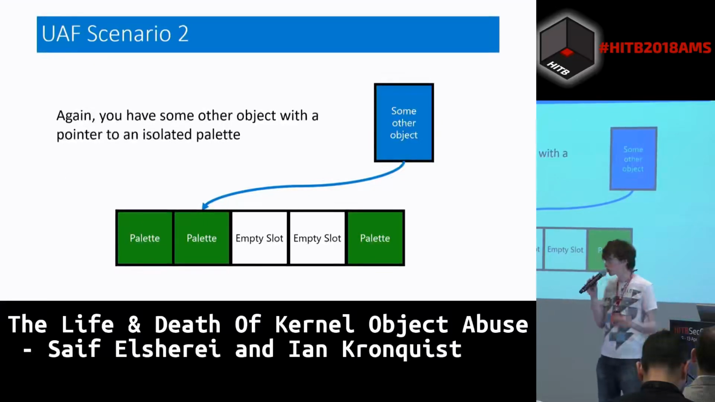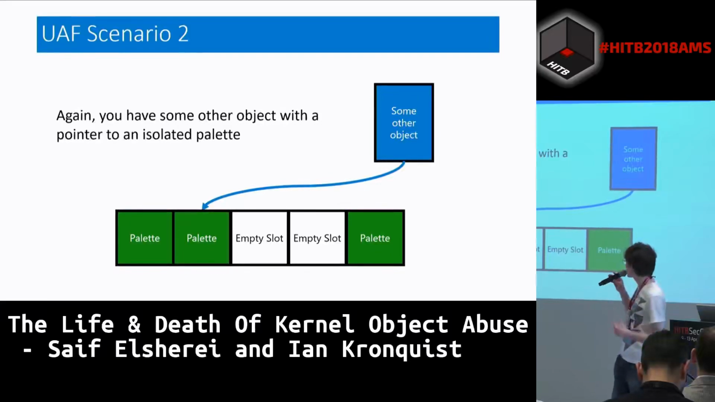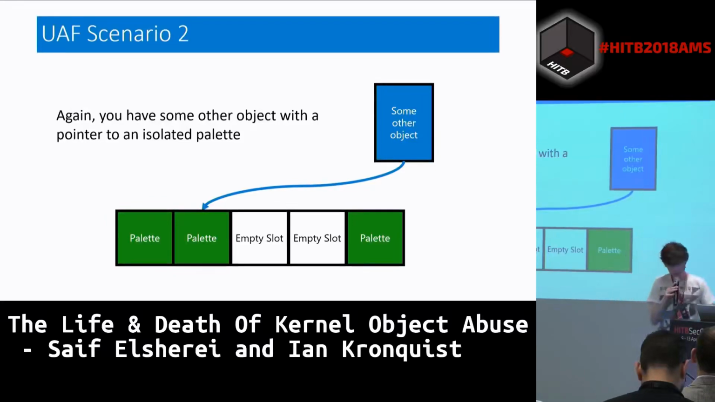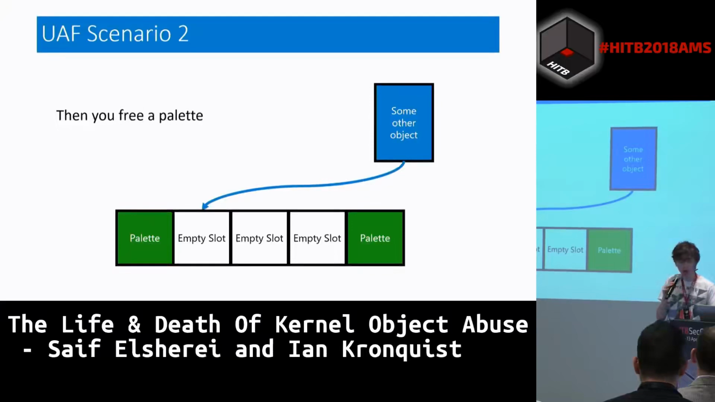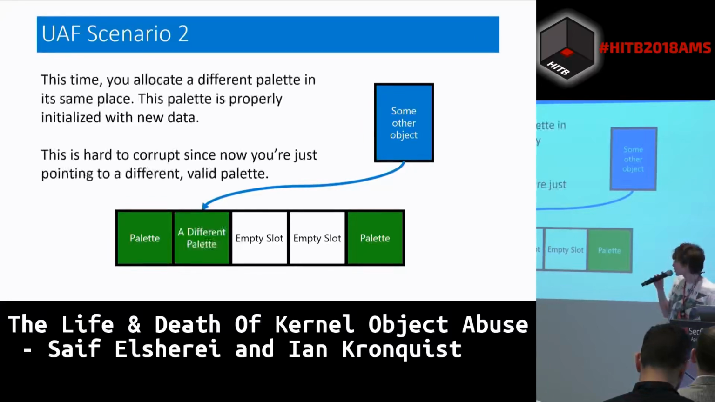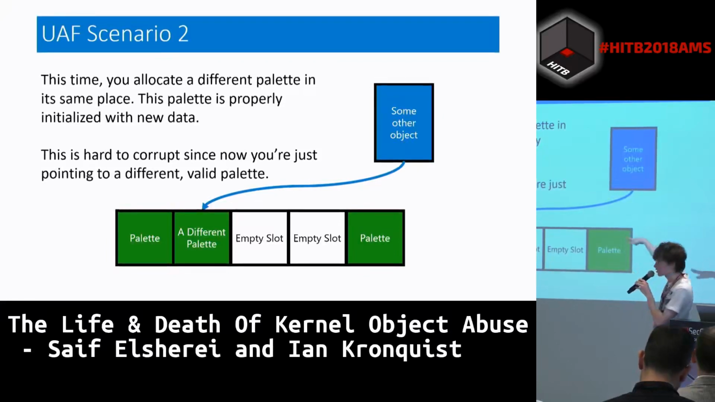So we know we are starting at the same place. We've got this other object, and it points to the palette, and we're going to free it. And then this is where we were last time, with that zeroed object. But this time we're going to create a different palette in the same place. Now, this other object doesn't know about it.